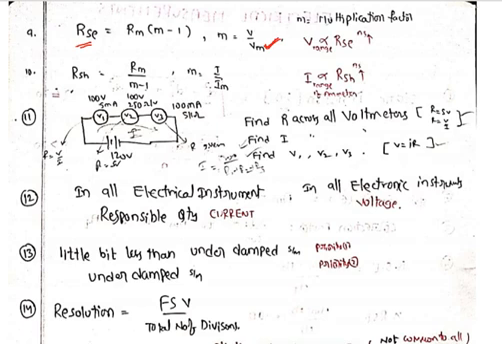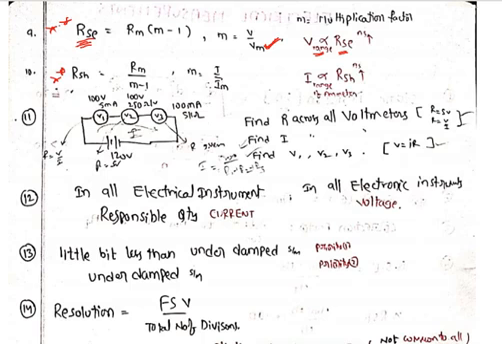The range of voltage is proportional to series resistance. Important formula: Rs equal to Rm into (m minus 1). And Rsh equals Rm by (m minus 1). For series resistance this is the formula; for shunt resistance, Rm by m minus 1, the m minus 1 comes in the denominator.